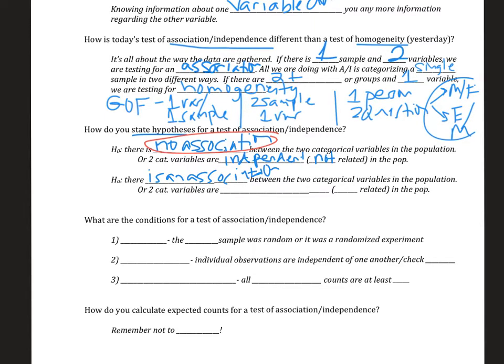My writing is so bad on here, I'm sorry. The alternative is an association between the two categorical variables in the population, or the two categorical variables are not independent. Okay, that means they are related somehow.